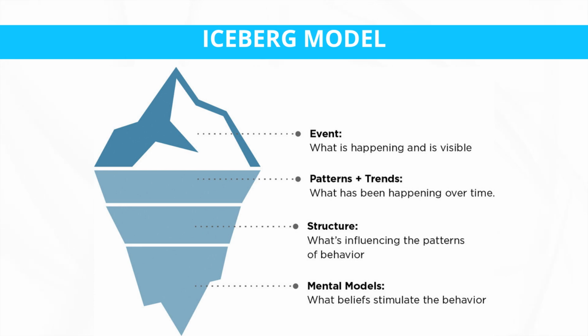Under the surface lie 1, the patterns of behavior over time that have led to this problem. 2, the systematic structures which cause patterns to occur. And 3, mental models such as psychological or biological factors, mindsets, worldviews, belief systems, and values that lead us to create the systems that contribute to the problem in question.